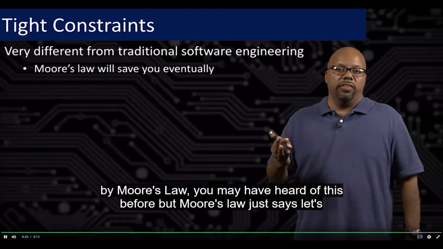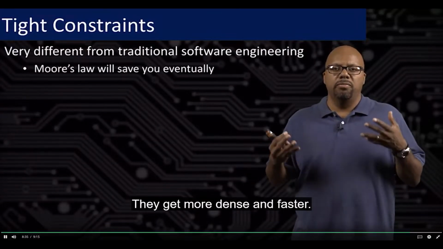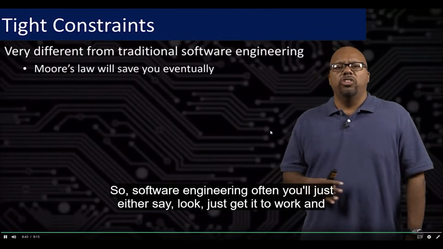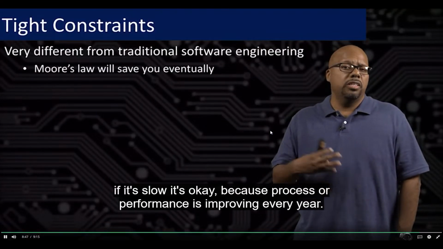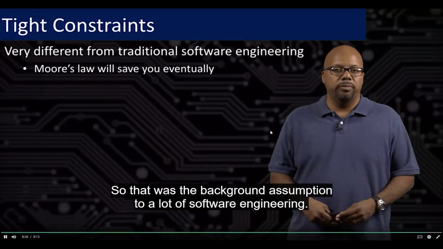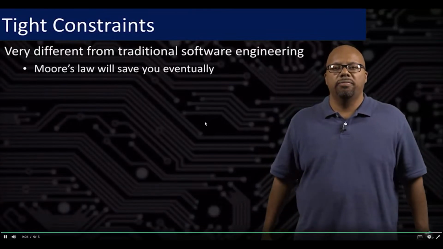By Moore's law, you may have heard of this before, but Moore's law approximately says that machines get faster and more computationally efficient every year. Right? They get more dense and faster. Which, by the way, Moore's law is slowing down, but still, this happens. Machines improve. So in software engineering, often you'll just say, look, just get it to work, and if it's slow, it's okay because processor performance is improving every year, and so in the future it won't matter. Right? So that was the background assumption to a lot of software engineering. But with embedded systems you can't think like that. You have to think, look, not only does it work, it's got to be working fast, it's got to be working low power, and all this.